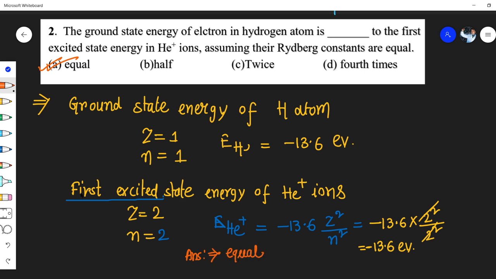Now if the second excited state were asked, what value of n would you take? For the first excited state, n was 2, so for the second excited state, n is equal to 3. Are you getting this point? Is there any doubt regarding this? Please let me know in the comment section. I'll reply to all of you.